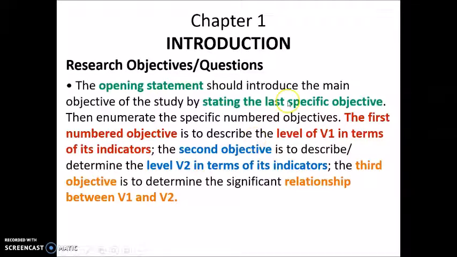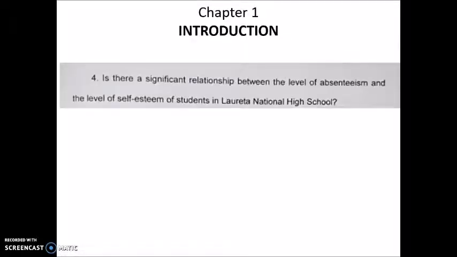So, the opening statement should introduce the main objective of the study by stating the last specific objective. Meron tayong dalawang types ng objectives. We have the general objectives or the main objective and the specific objectives. Anong kaibahan ng dalawa? Mamaya ipapakita ko yung sample. So, meron daw dapat opening statement. And then you state the specific objectives. Alright. So, the first numbered objective, pakita ko yung example.